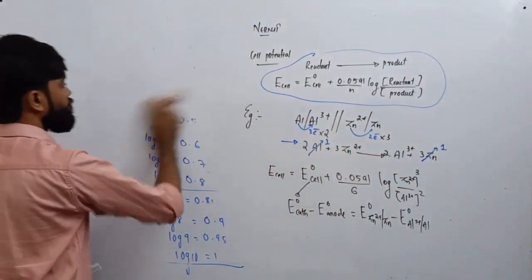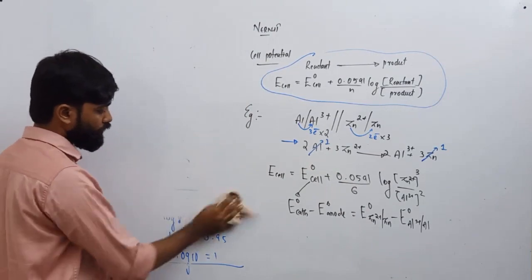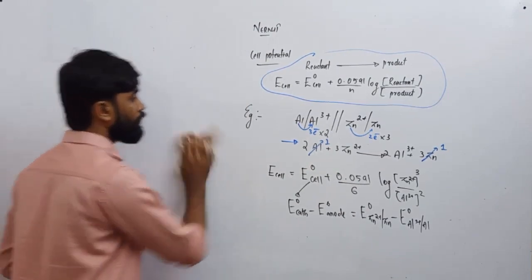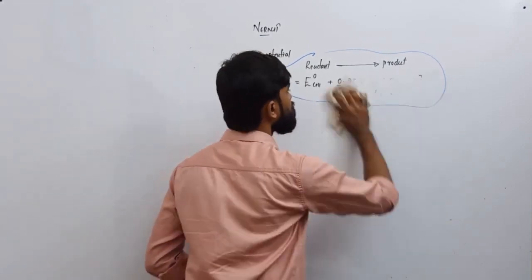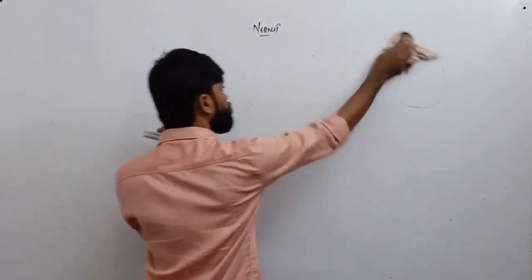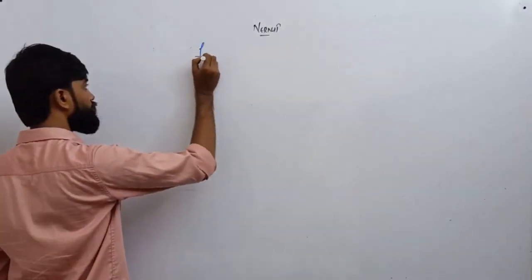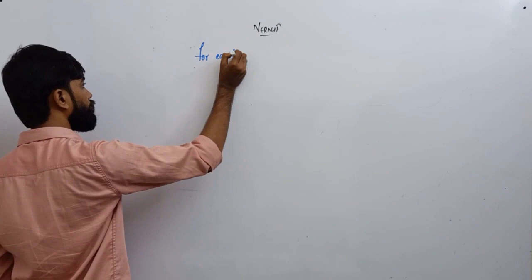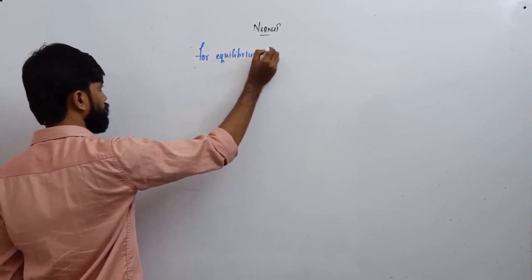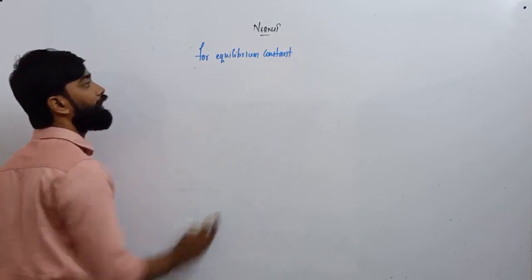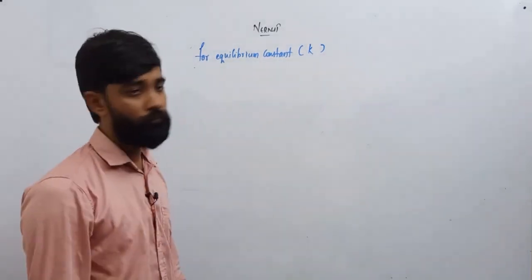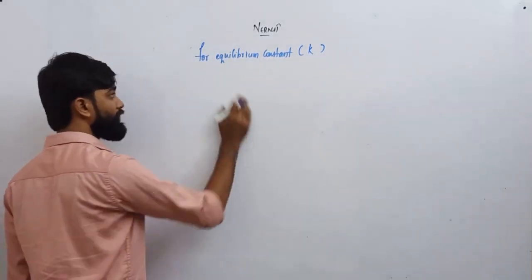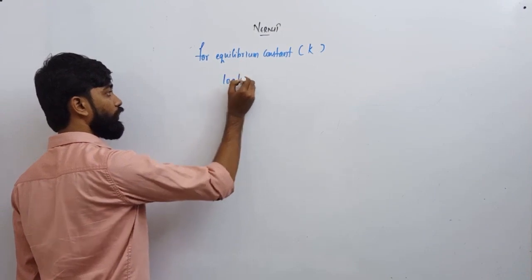So we are moving to the third Nernst equation question, that is the Nernst equation for the equilibrium constant. Okay. Fine. The third Nernst equation for the equilibrium constant, that is for K. Okay. The expression is very easy. The expression is actually for log K.